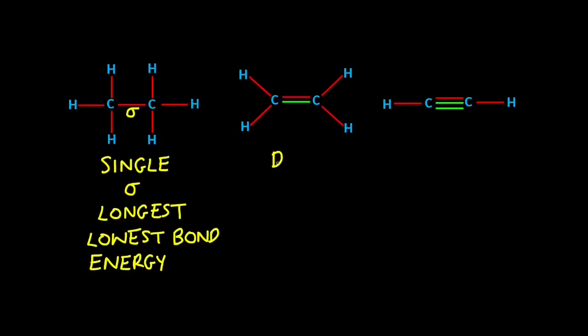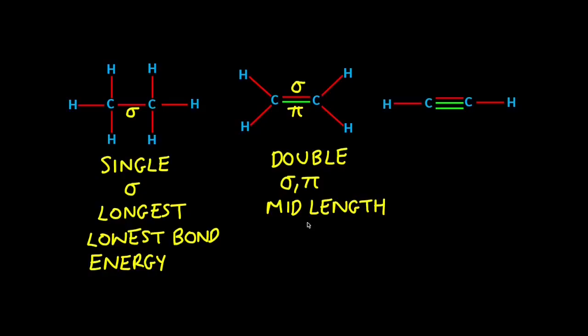So this double bond in the ethylene molecule consists of one sigma and one pi bond. And the pi bonds are where the electrons overlap side on, which we'll see later. And it has a length between a single and a triple bond. And its bond energy is between that of a single and triple bond.